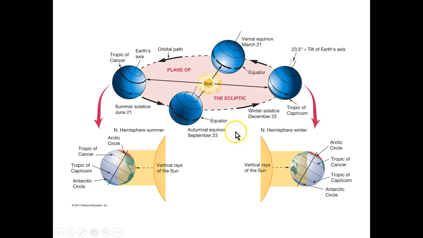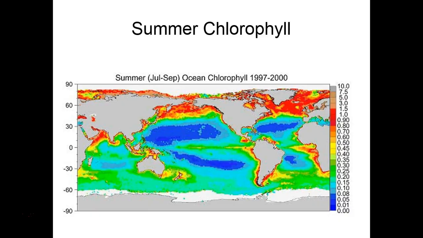All right, so again, remember that our Earth is tilted, and therefore as we orbit the sun, sometimes the sun is directed at the southern hemisphere, and sometimes the sun is directed at the northern hemisphere, and other times the sun is just directed right at the equator. Okay, so that is going to affect the seasonality of primary productivity in pretty much all of the world's oceans.